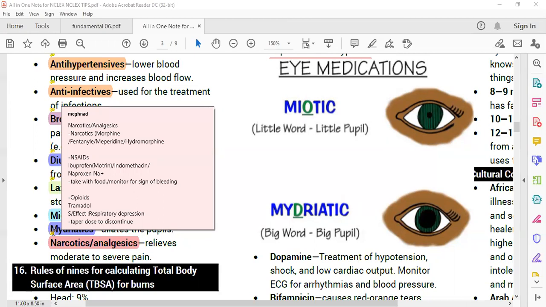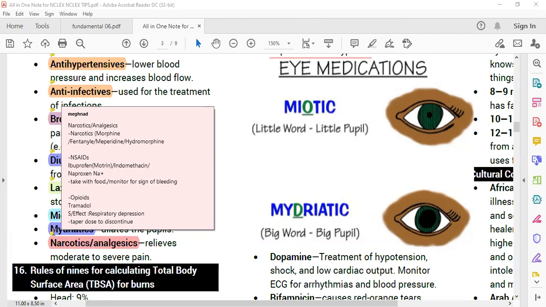Also, it is good to avoid the use of aspirin and anticoagulants with NSAID anti-inflammatory medication. Also, if your patient takes narcotics or analgesics, it is good to avoid operating heavy machinery or driving. And there are some contraindications as well.